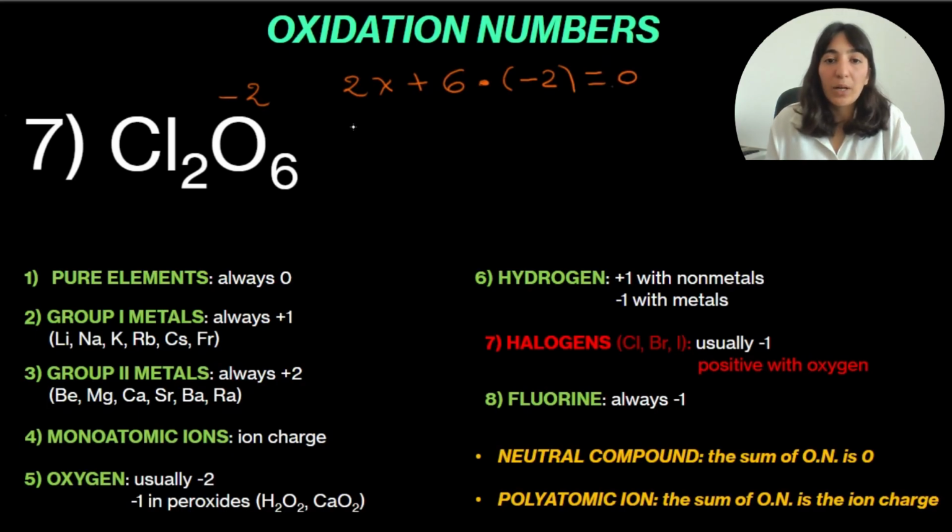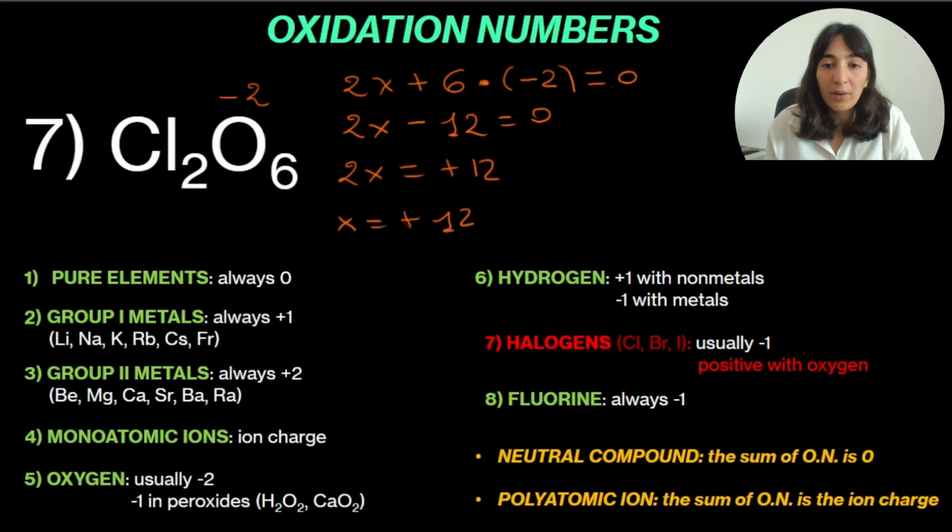We solve this equation. 2x minus 6 times -2 is -12, equals 0. We move this -12 onto the other side of the equation and we change the sign. So we have that 2x equals plus 12, x equals plus 12 divided by 2, which is plus 6. And this is the oxidation number of chlorine, okay?